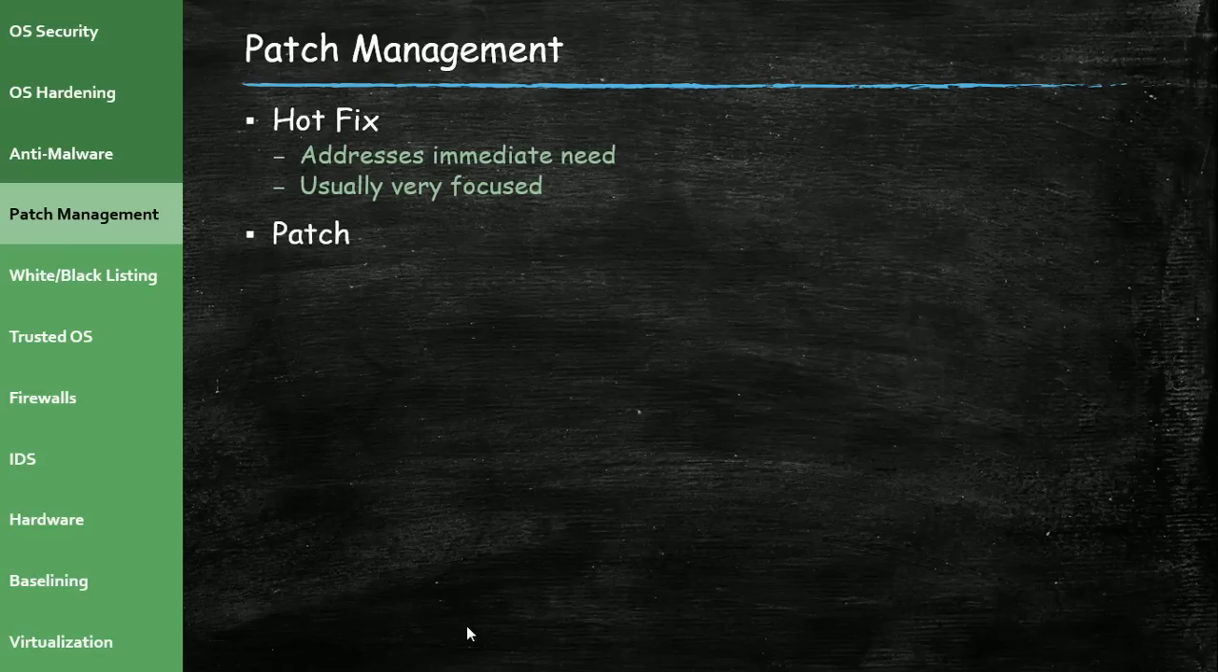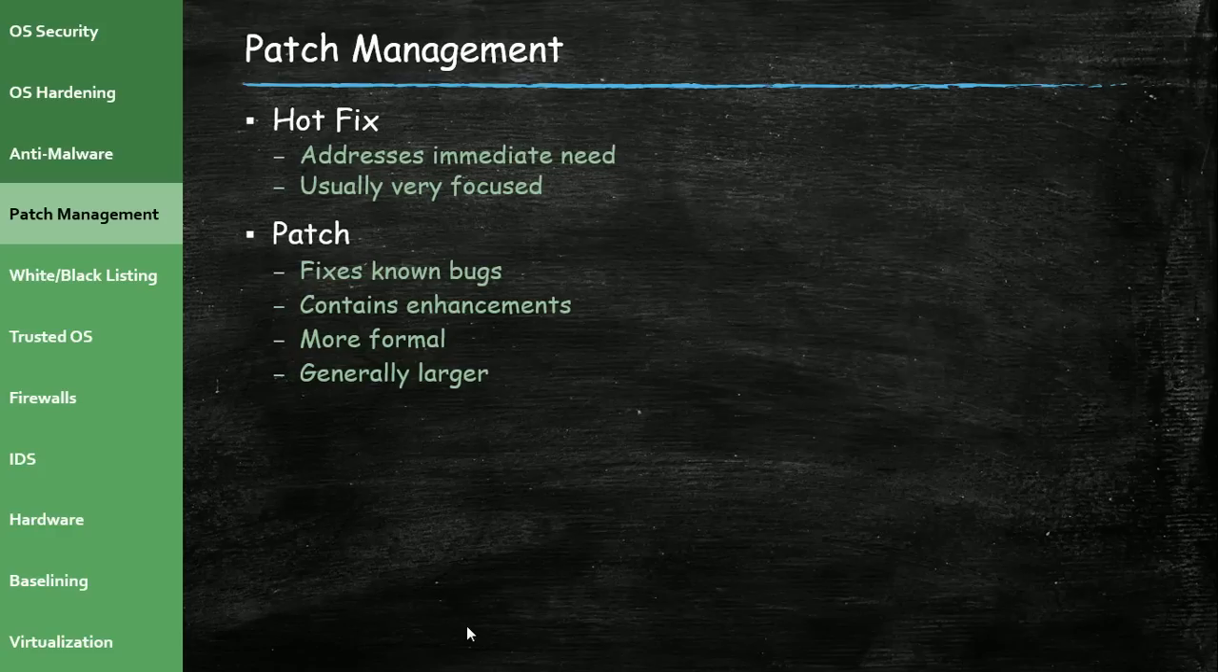But then you might get a patch. Patches are usually fixes for bugs, for issues. They're usually not as urgent as a hot fix. They might have certain enhancements. They're usually more formal, so they've been tested a little more formally because they usually contain a lot of changes, perhaps. They're generally much larger than a hot fix. A hot fix is relatively small, but a patch is going to contain a lot more fixes and enhancements. So they'll generally be a bit bigger and vetted a bit more. With a patch, you'll usually get some kind of formal notification.